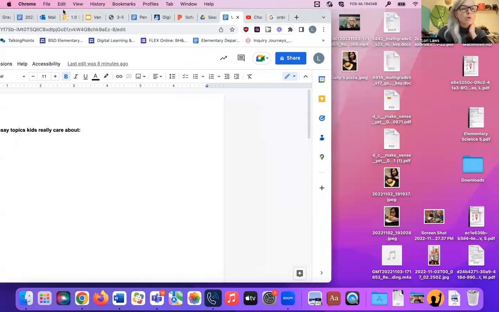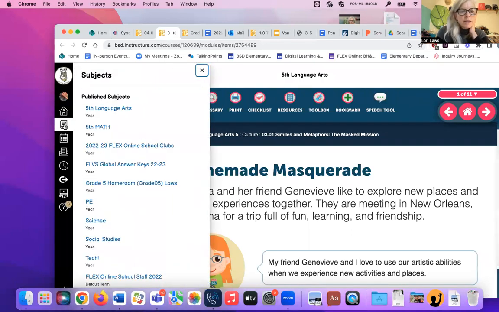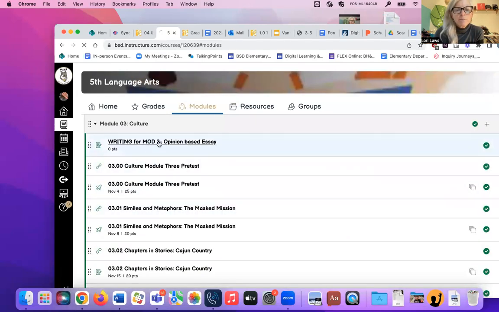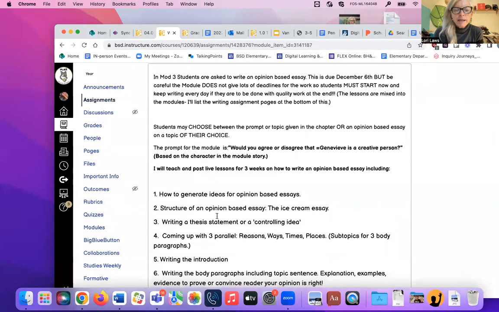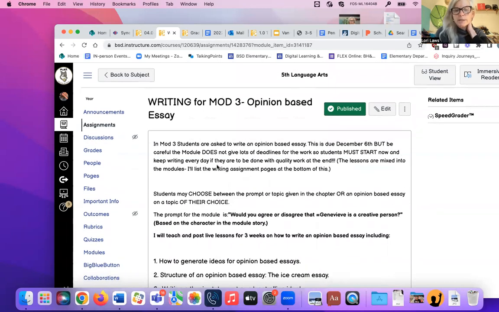I showed you this morning, but I'm just going to show you one more time how writing is going to work this unit. We're in unit 3 in language arts. If you go to the units and go to language arts, you're going to see that I added a little thing at the front of the mod that says writing for mod 3 opinion-based essay. And it talks about it. After today, I'm going to post this video here on how to generate ideas for opinion-based essays. Then each day after we do the lesson, I'll post the lesson here, so you can look for it here. I'll also put it into the resources.